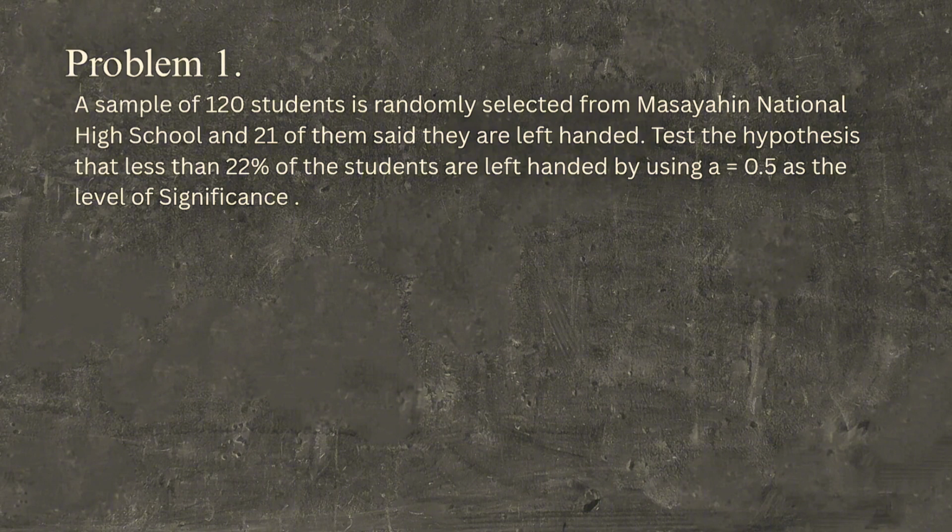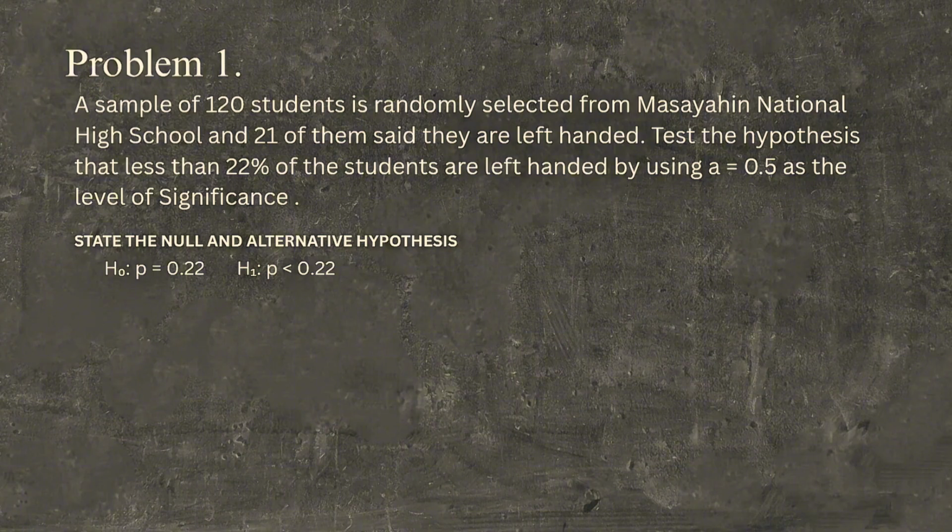So first, state the null and alternative hypothesis. Since the claim is less than 22%, this will be our alternative hypothesis. In hypothesis testing, the null hypothesis always contains equality. So our null hypothesis, population proportion is equal to 0.22. And our alternative hypothesis, population proportion is less than 0.22. So next is identify the level of significance. The level of significance is given as alpha equals 0.05.